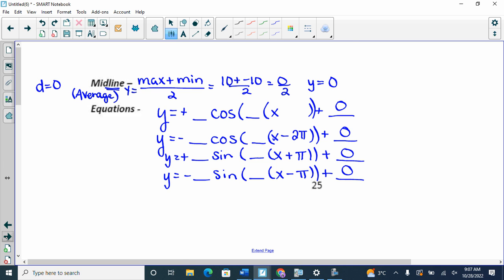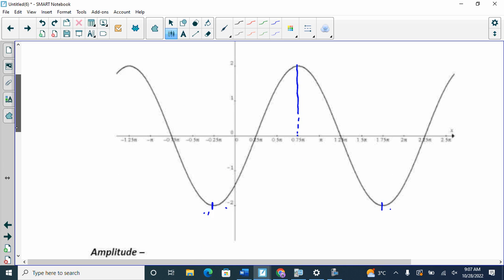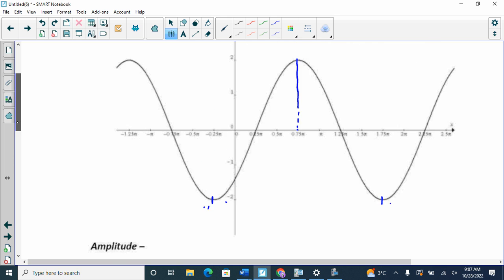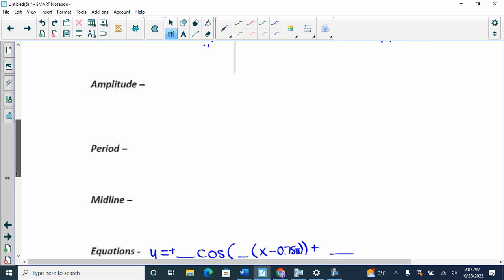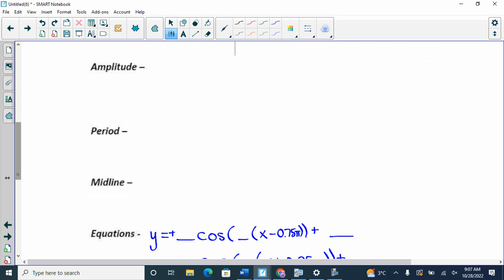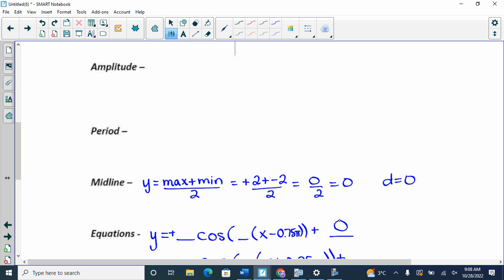Okay, next one. So I've got to find my midline first. My lowest is -2, my highest is 2. So it's going to be y equals max plus min divided by 2. So it's going to be positive 2 plus negative 2 divided by 2. Weirdly enough, it's 0 again. So my D equals 0. I know that.